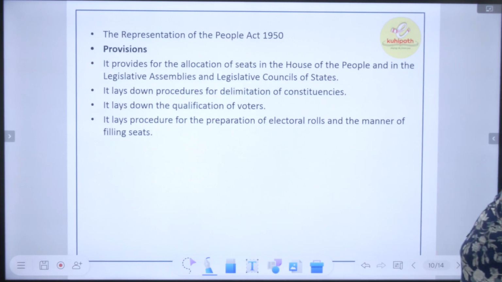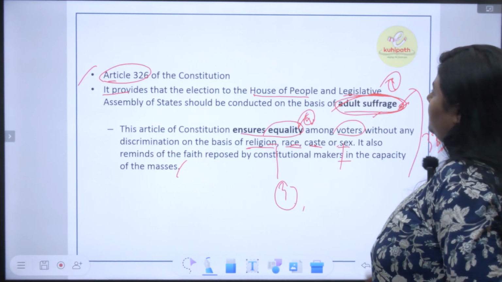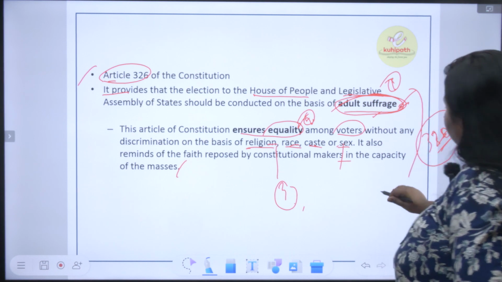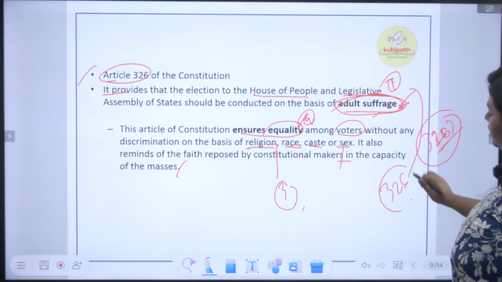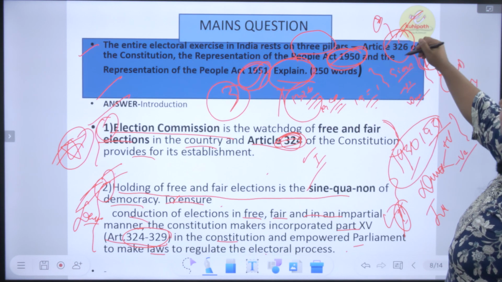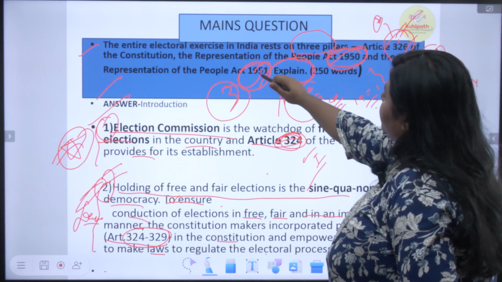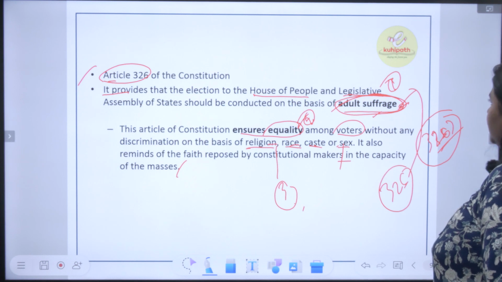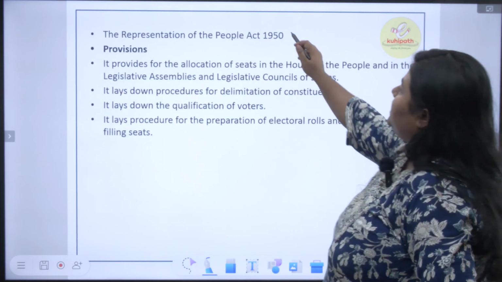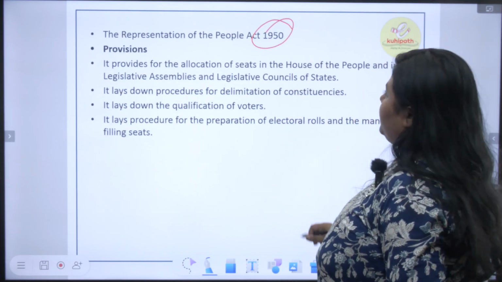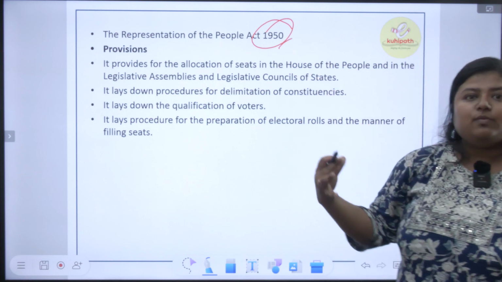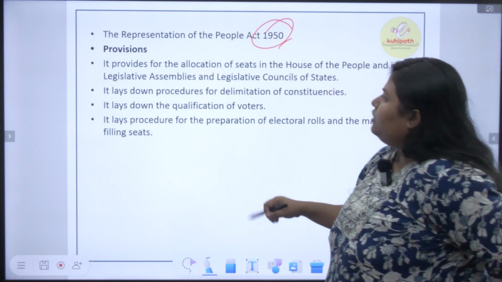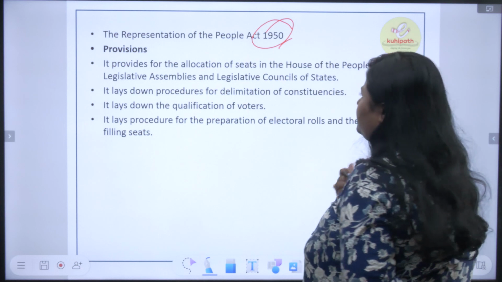Fine. So we have written 326. I told you that we have to write 3 or 4 points under each of them. So we have completed 326. Okay, now we'll go through the 1950 Representation of the People Act. We had discussed this act in a lucid way, in a very long method, right? So very quickly we'll write 2-3 points from there only.